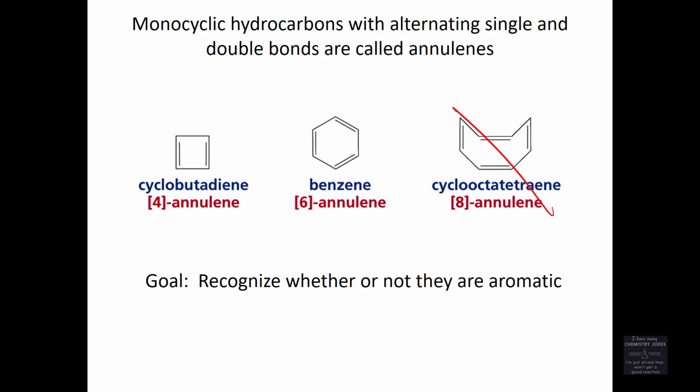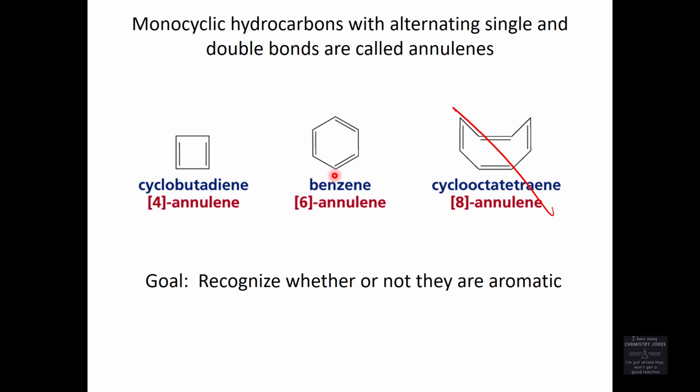Okay. So got to be flat, got to be cyclic. Everybody's got to have a p orbital. Would you say all carbons in that thing are sp or sp2 hybridized? Yep. Would you say all carbons in that thing are sp or sp2 hybridized? Yep.